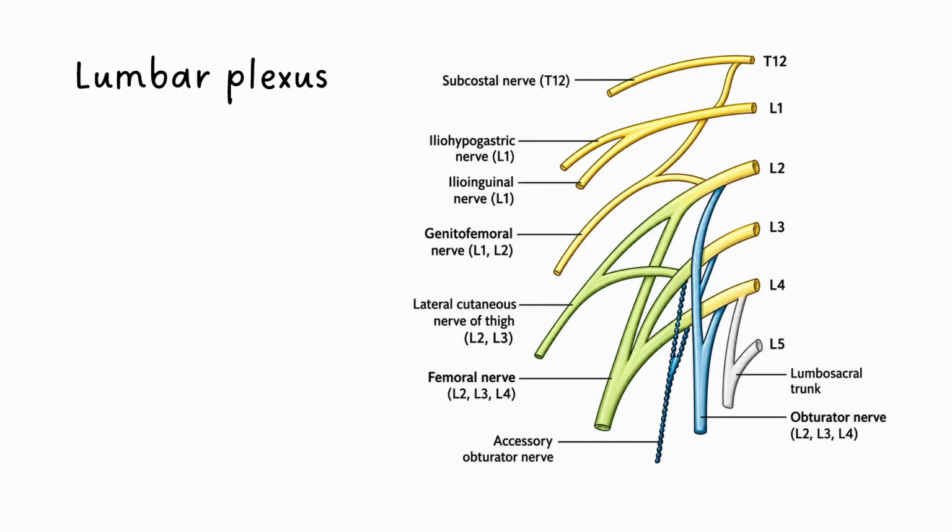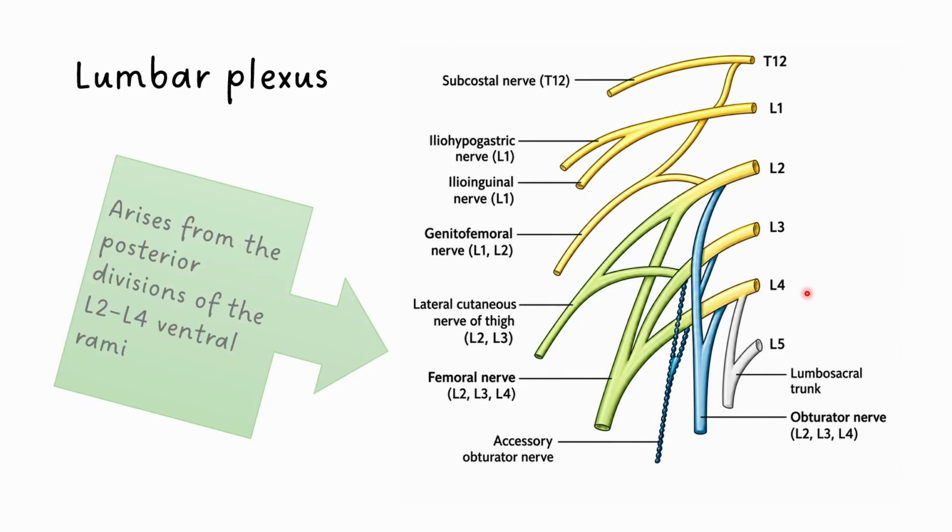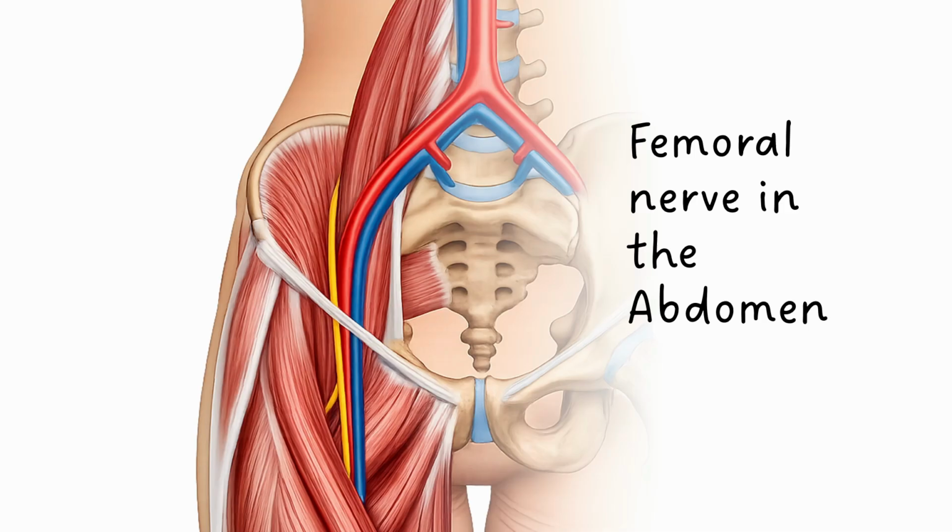Now the lumbar plexus is formed from the anterior or ventral rami of L1, L2, L3 and L4 lumbar nerves. And the femoral nerve arises from the posterior divisions of the ventral rami of L2, L3 and L4 lumbar nerves. Let's look at the course of the femoral nerve in the abdomen after it arises from the lumbar plexus.